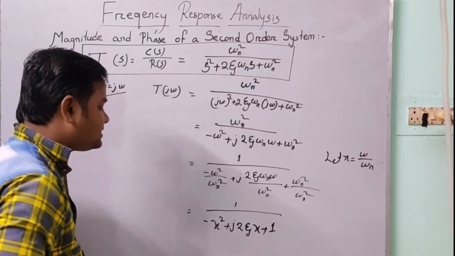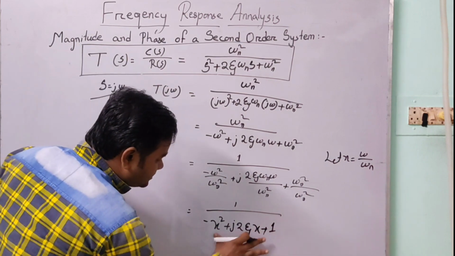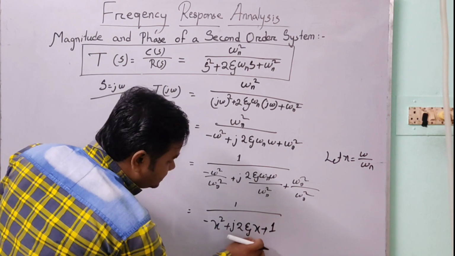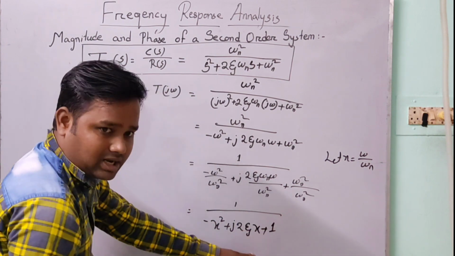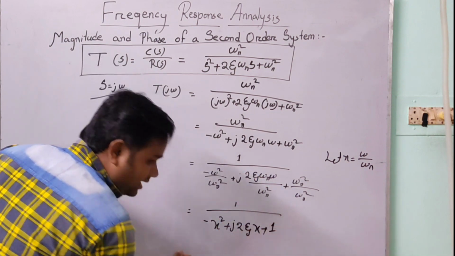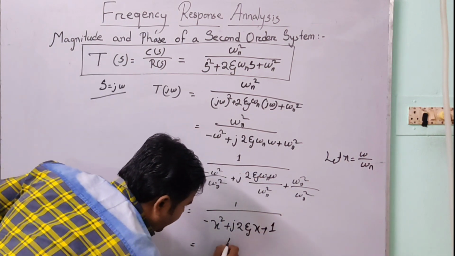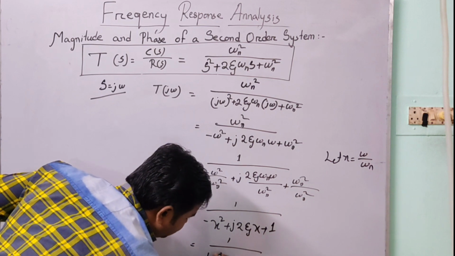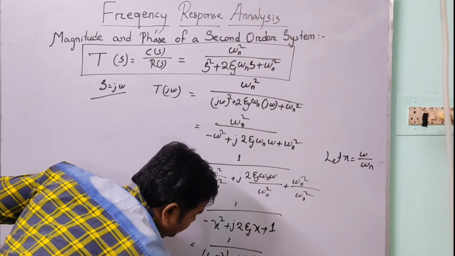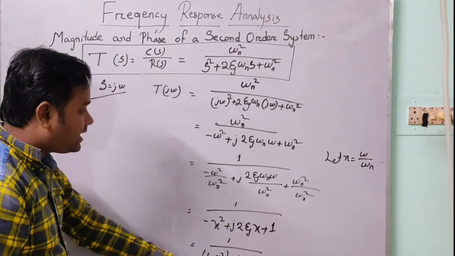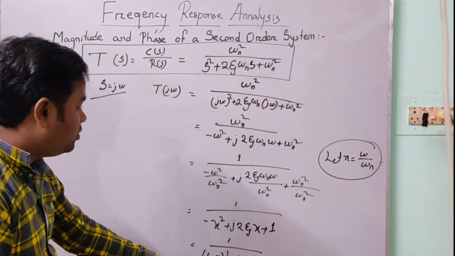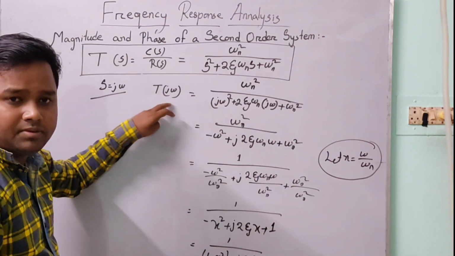If I make simplification, such that 1 minus x square is the real part and j 2 zeta x is the imaginary part. By separating the real part and imaginary part, I will get 1 divided by 1 minus x square plus j into 2 zeta x, where x is omega by omega n. Now this is T of j omega.